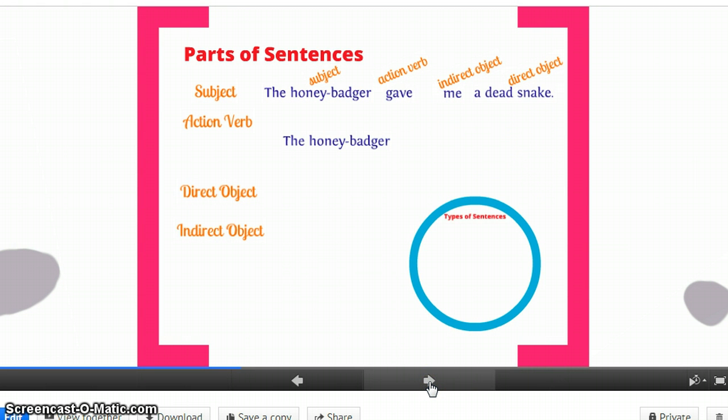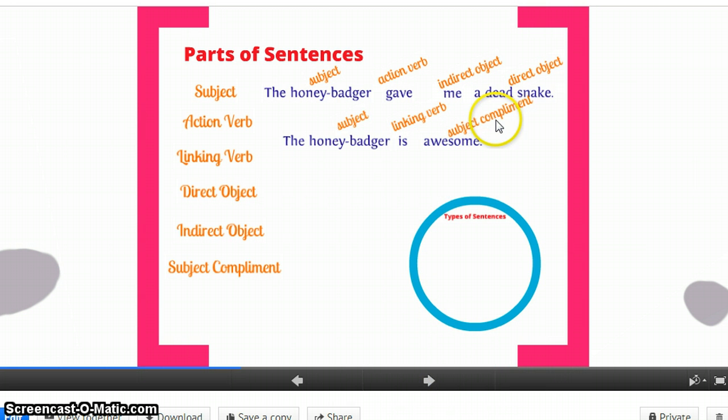Next, we have a different example. Here's a subject, the honey badger, and we're going to use a linking verb. So remember that a linking verb, unlike an action verb, does not show action, but rather just links the subject of the sentence to whatever is in the predicate, kind of like an equal sign, showing that the subject is equal to the predicate. So we're going to learn something new, a subject complement, to go with that. So the honey badger, the subject, is, with the linking verb, awesome.